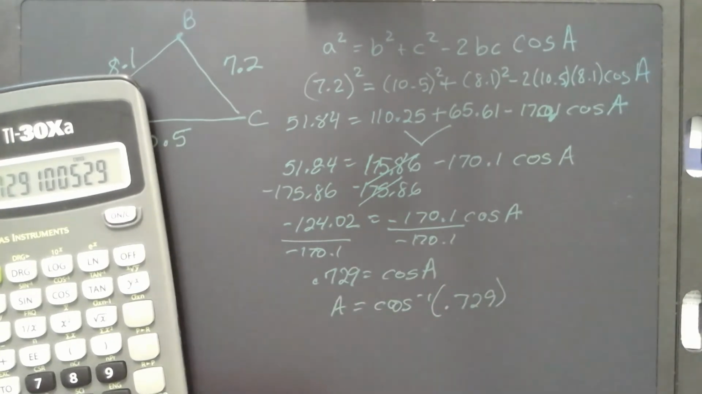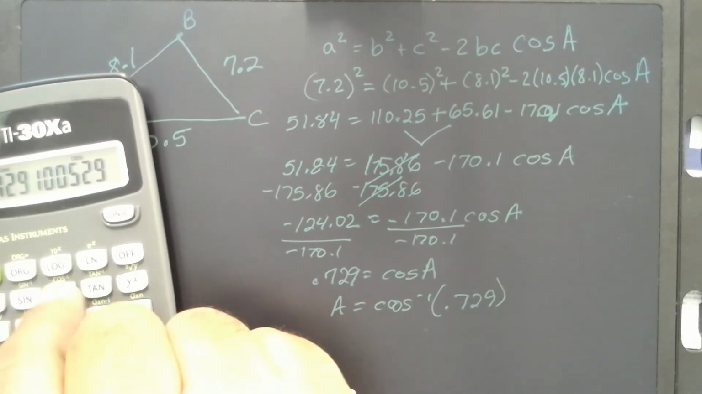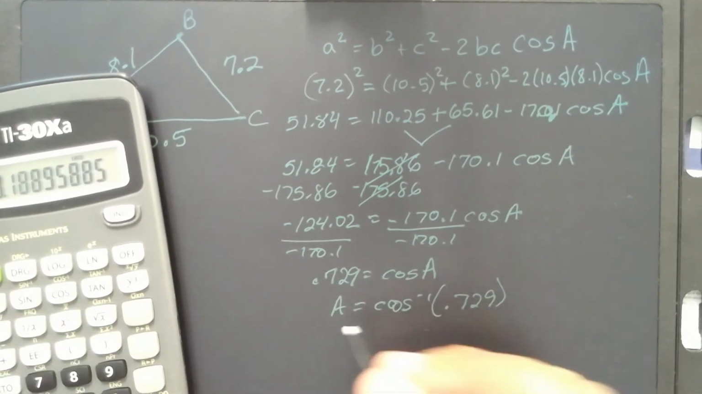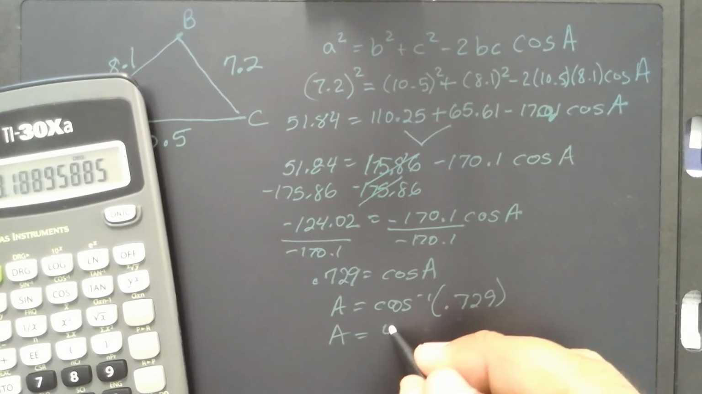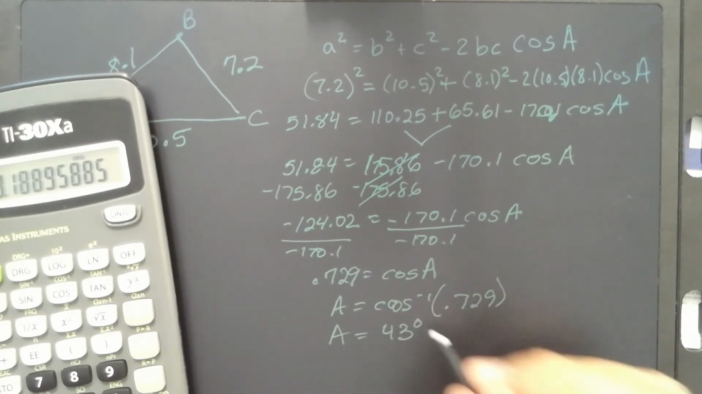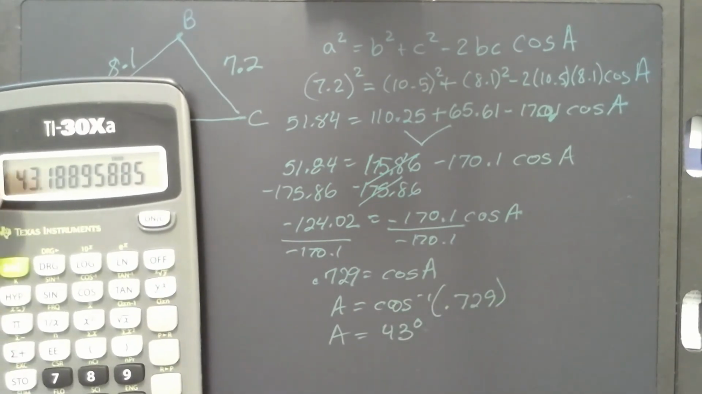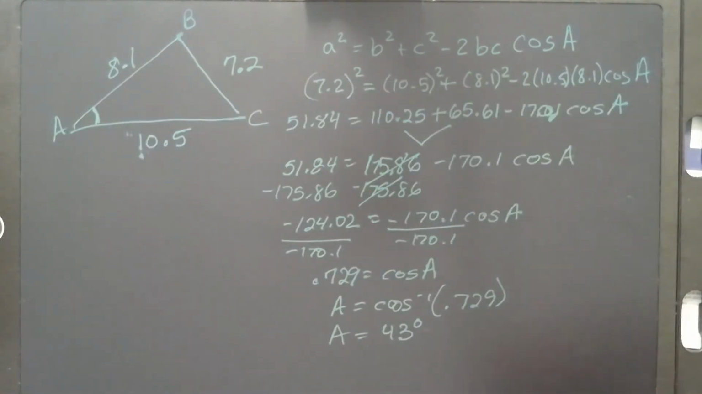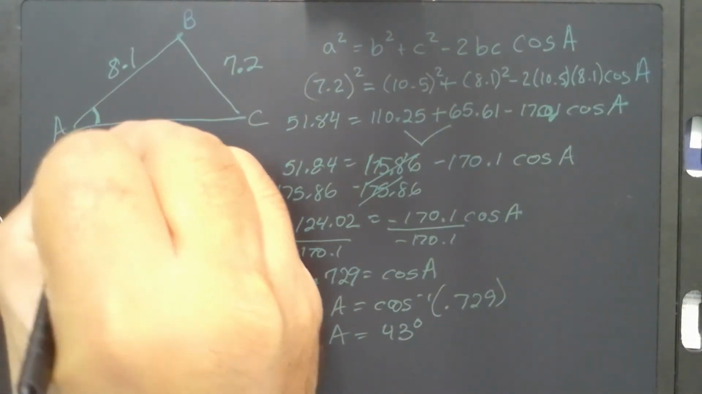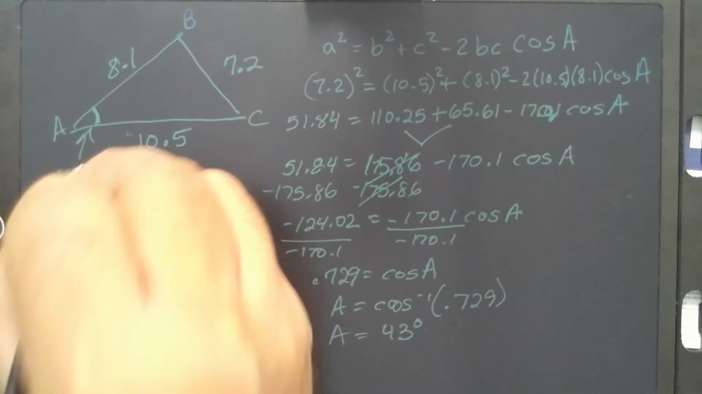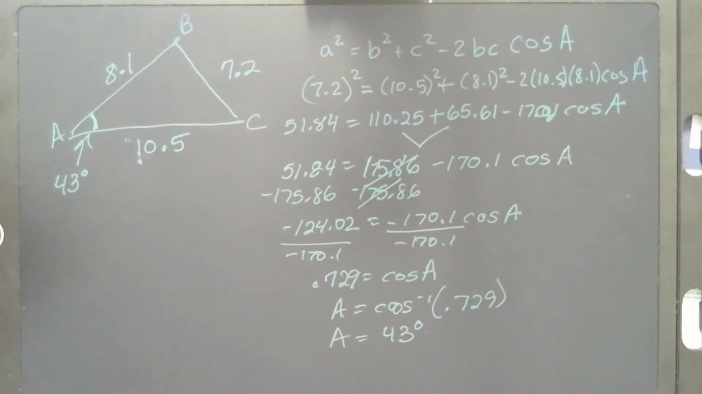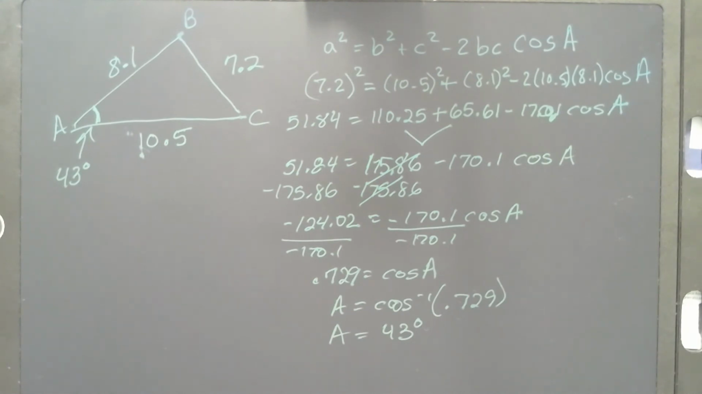So from here, I'll just go ahead and do that. Second cosine, and we get A to be 43 degrees. Right there. It worked. Let me write this down.